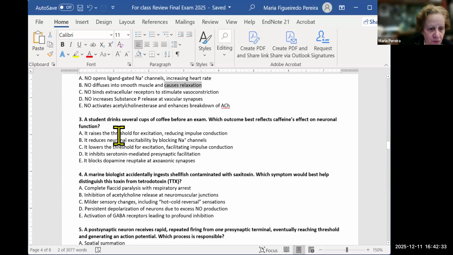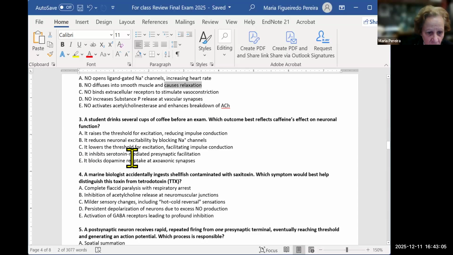Okay. A student drinks several cups of coffee before an exam. Which outcome best reflects caffeine's effect on neuronal function? So you know caffeine is a stimulant. So it's going to allow the neurons to respond faster or easier because they are already partially depolarized. So let's see what is the response? What is the correct answer?